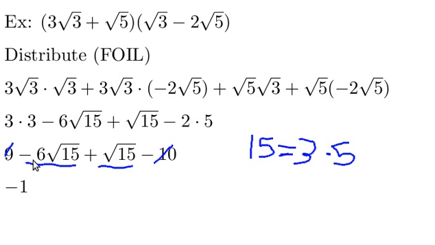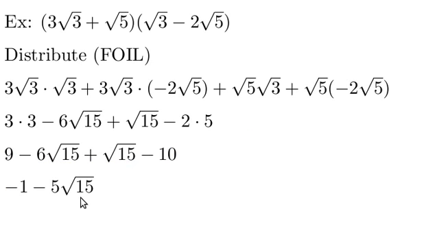So what we have here is like terms. We have negative 6 plus 1. So that's going to give us minus 5 square root of 15. And this is our answer. Let's go ahead and clear the rest of this out. This is as far as it goes, because we can't simplify this any further.